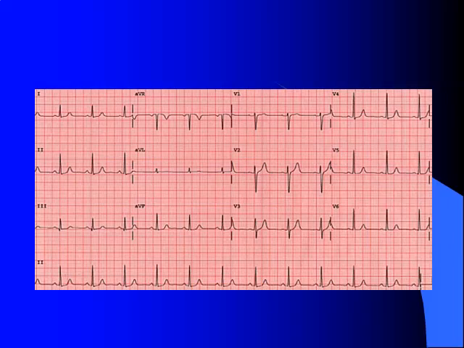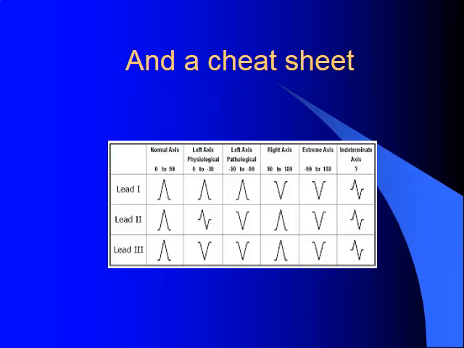All right. Looks like lead AVL is our most equiphasic. Lead 2 runs perpendicular. Lead 2 is positively deflected, so our axis is plus 60 degrees, or completely normal. So those are a few examples. And we have a cheat sheet here that you can always refer to, to get you in the ballpark. But I think you'll agree, it is fairly easy to ascertain our axis and obtain the number.